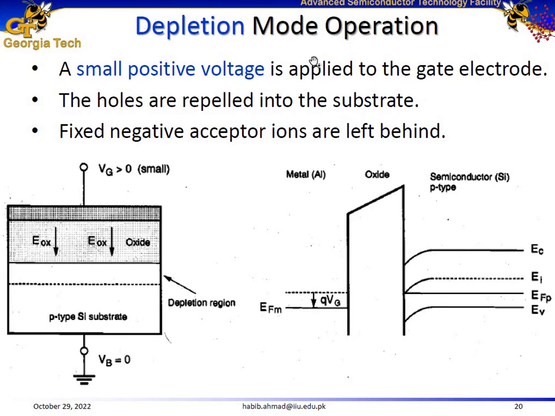In depletion mode of operation, we apply a positive voltage, but the voltage is small. So initially it's going to push away holes from the surface, and it's going to act just like an intrinsic material. We can see that in the energy band diagram as well, where at the surface the intrinsic energy level coincides with the Fermi energy level, which means the surface acts just like an intrinsic material, but the bulk properties are not going to change.